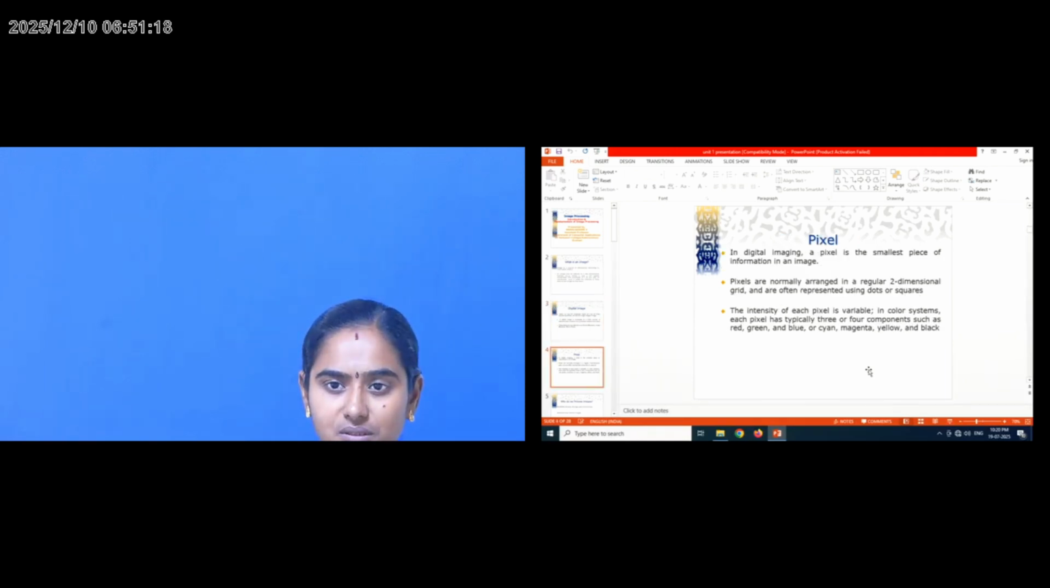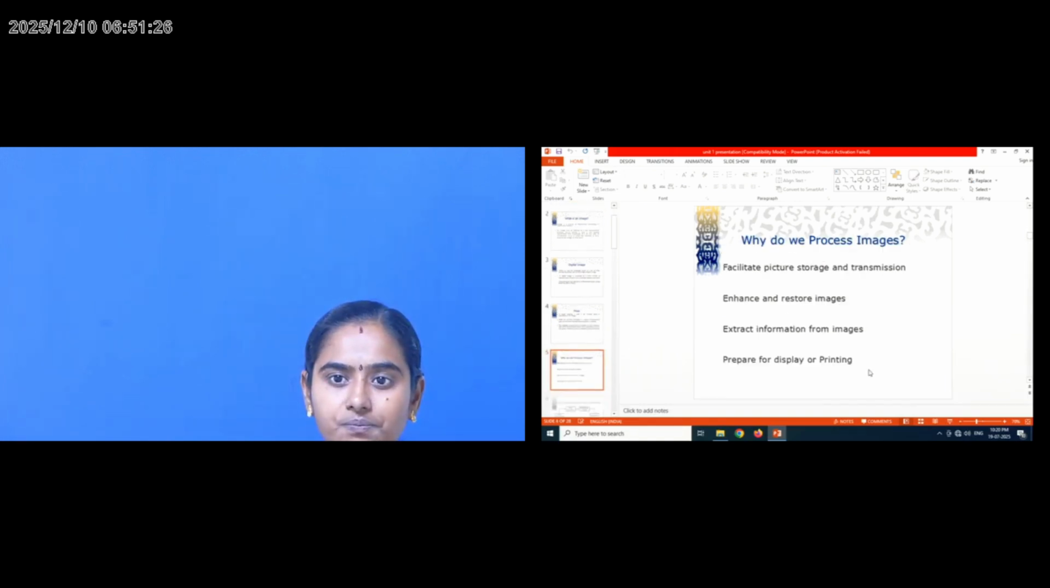Here is the pixel. What is a pixel? A bit of information, a piece of information about our image, is called a pixel. Then why do we need image processing? Image restoration, image enhancement, color formation, morphing technologies. These are the constraints, so we need image processing techniques.